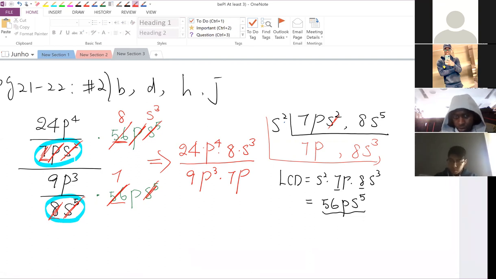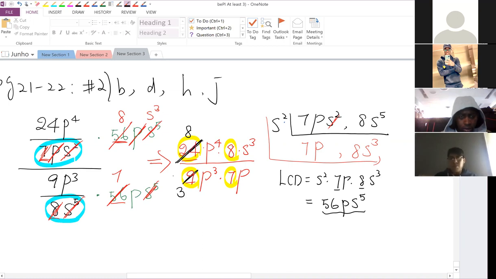Before we multiply out, do you see any common factor so that we can simplify? So first of all, let's look at all the numbers. 24, 9, 8, and 7. Do you see any two numbers we can simplify? Mamadou, can you see any two numbers we can simplify? 3, right? Okay, 3. 24 and 9 we can divide by 3. Then this becomes 8. This becomes 3 so far, right?